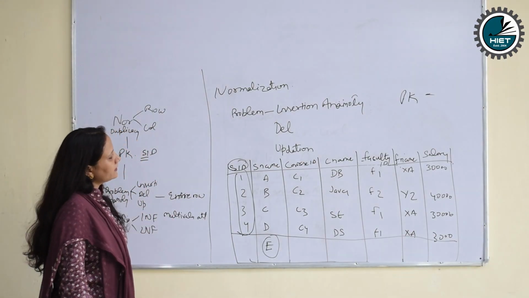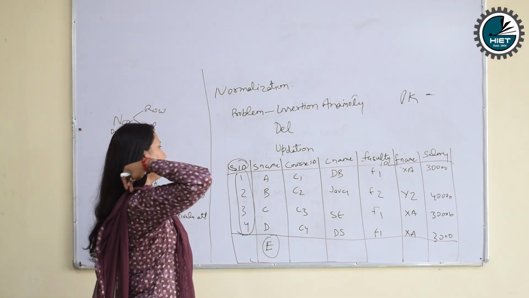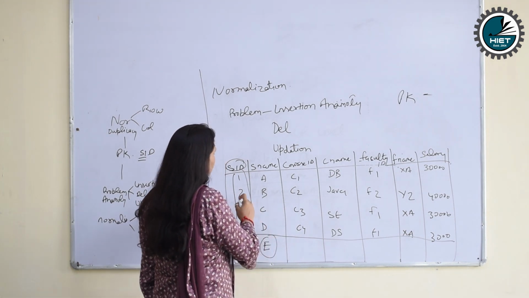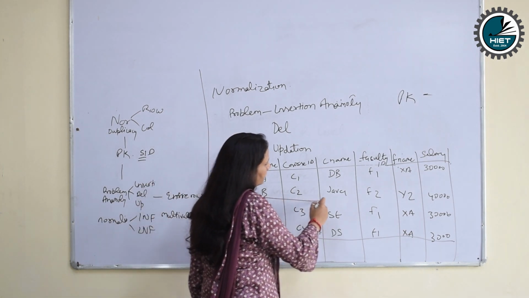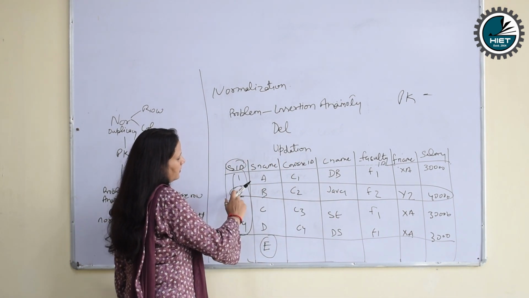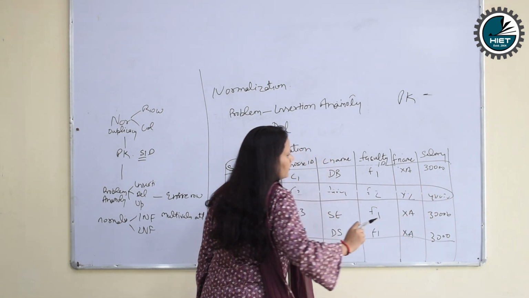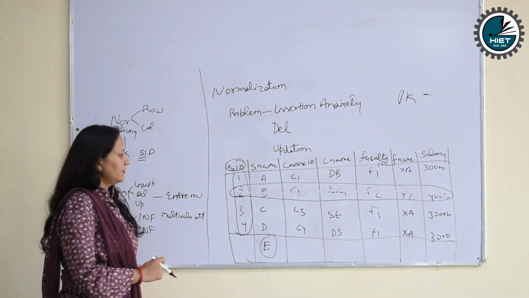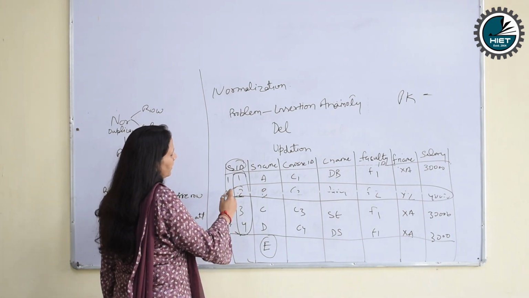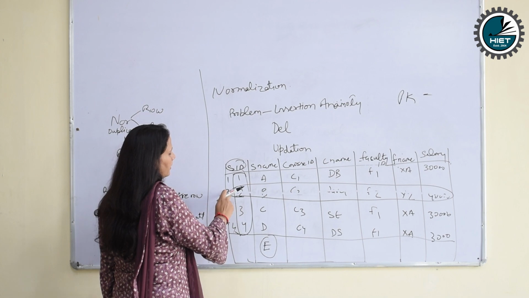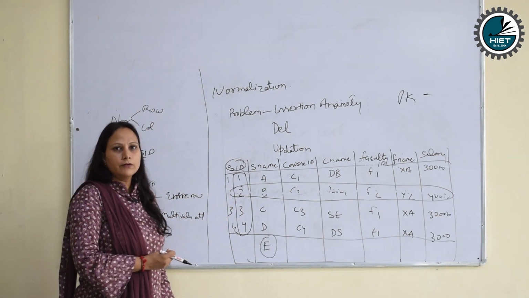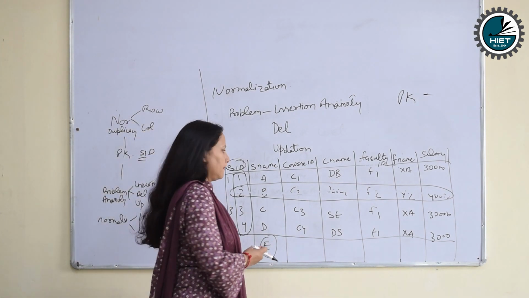Now next is deletion. For example, if I am going to delete this row, then what happens? The row is deleted, but our sequence is disturbed. It means we have 1, 2, 3, 4. If we delete 2, then we have 1 and 3. So this will also affect our table.